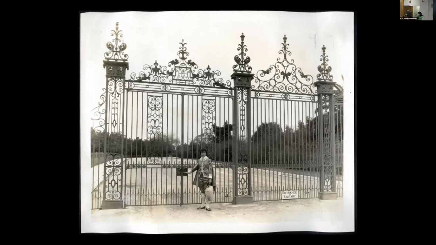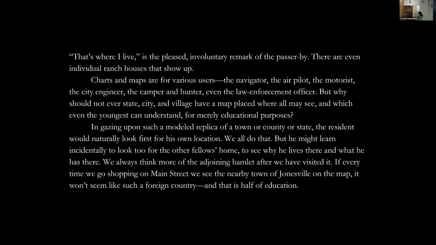The Saturday Evening Post described what it felt like to see the scale map of California. "That's where I live," is the pleased involuntary remark of the passerby. There are even individual ranch homes that show up. Charts and maps are for various users, the navigator, the air pilot, the motorist, the city engineer, the camper and hunter, even the law enforcement officer. But why should not every state, city, and village have a map placed where all may see and which even the youngest can understand for merely educational purposes?